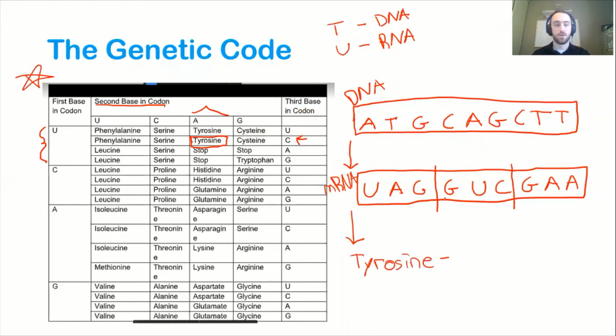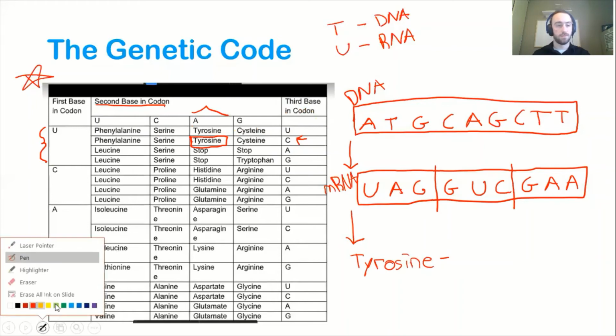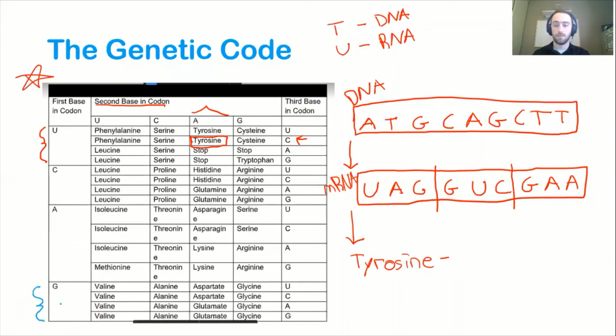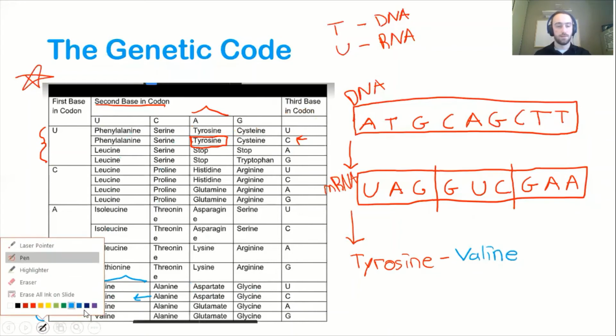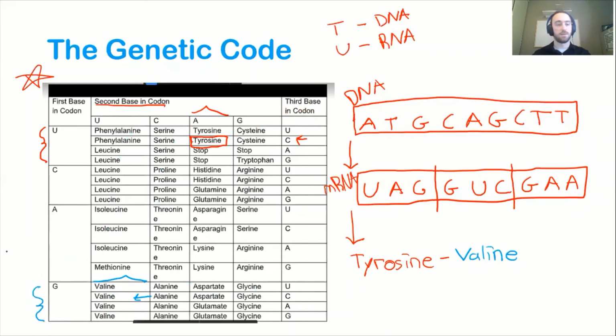And we continue. G, so now we're down here. U, so we're in the first row here. And C, well, that's valine. So right now we have tyrosine, valine, and finally we have GAA. So again, G, our second base, is A, and our third is A again. Now we have glutamate.